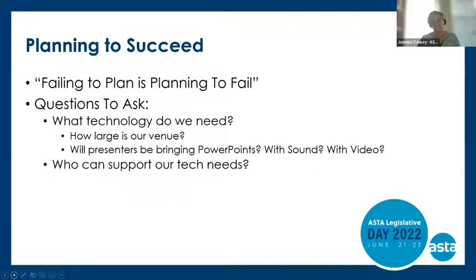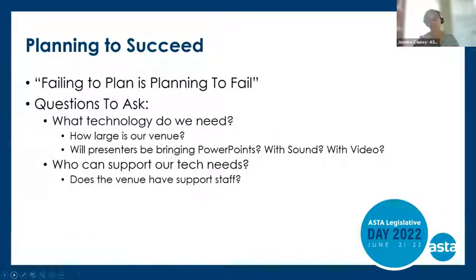These things tend to be on the expensive side, especially if you are hosting at a hotel. And so thinking about these costs before you sign any contracts is going to be very, very helpful, especially since adding them on the spot is usually going to cost a lot more than if you had thought about it beforehand. Next, you want to think about who can support your technology needs.